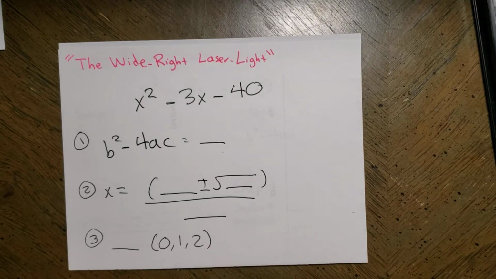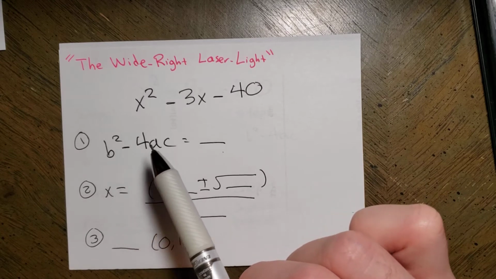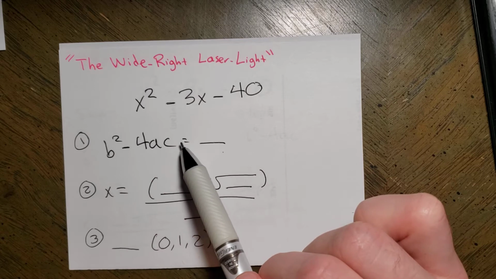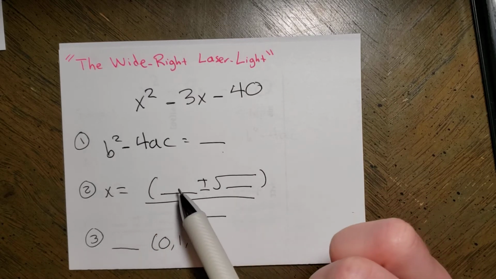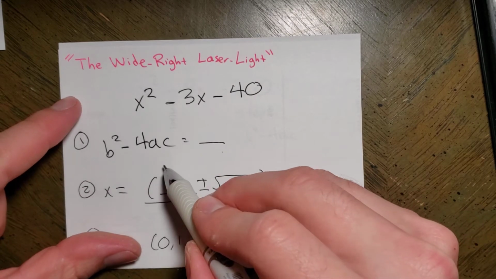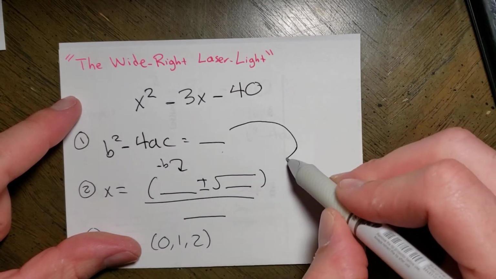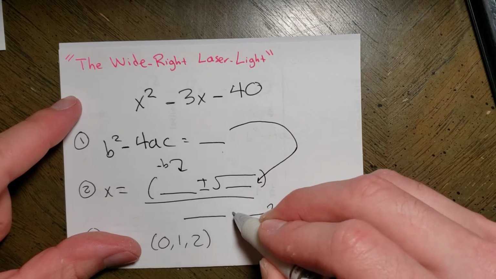Hey, what's up, students? Let's do the wide right laser light. So it's kind of a hybrid of the first couple of questions you may have seen. We're going to have you do the discriminant, and I'm going to have you fill out the simplified discriminant and the simplified negative b and the 2a. So I think the negative b is going to go right here. The discriminant is going to go right there, and then a 2a is going to go right there.